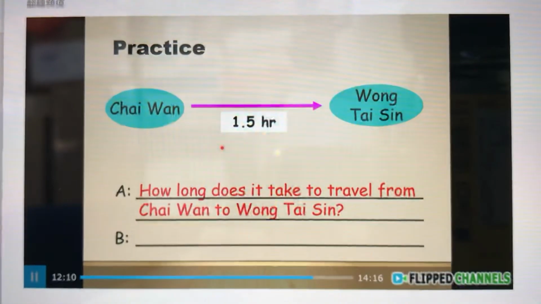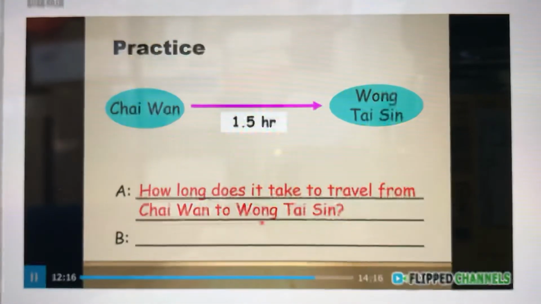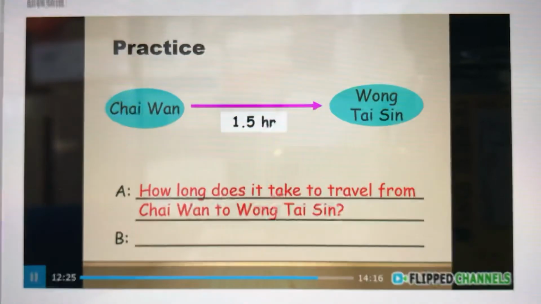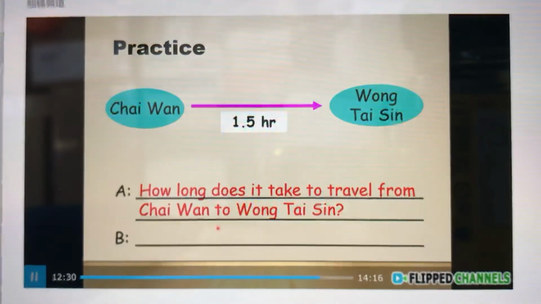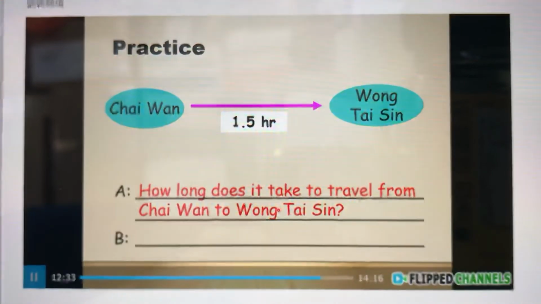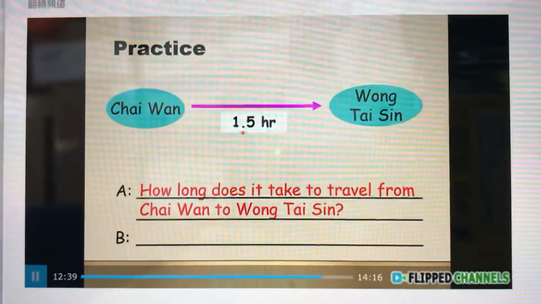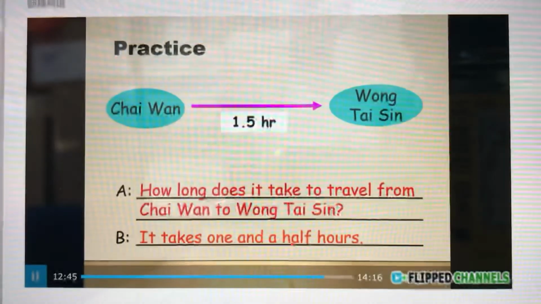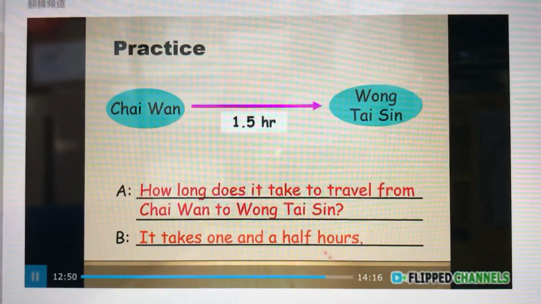Very good. How long does it take to travel from Chai Wan to Wong Tai Sin? Question word, how long? Present tense, does. The verb is take. We use two prepositions, from and to link up Chai Wan and Wong Tai Sin together. So, what is the answer? You can see the answer here. It takes 1.5 hours. More than 1 hour, we should add s after hour. Remember that.